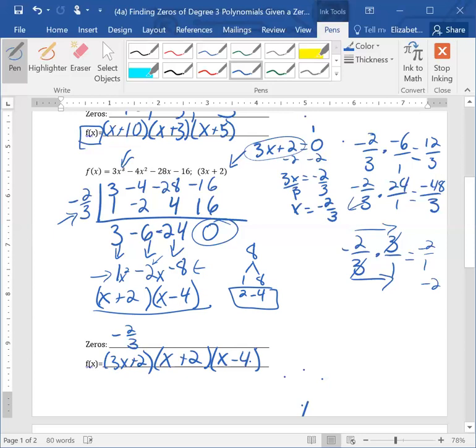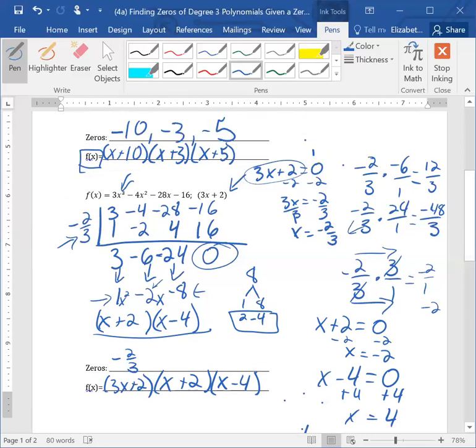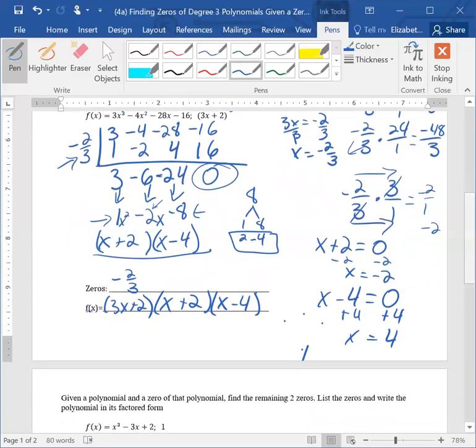And now I need to find the zeros, which means I need to set each of those pieces equal to 0. So x plus 2 equals 0 and x minus 4 equals 0. I'm going to subtract 2 from both sides, so x equals negative 2. Add 4 to both sides, so x equals 4. So my other two zeros are negative 2 and 4. So my zeros for this are negative 2/3, negative 2, and 4. And my factored form is f of x equals 3x plus 2 times x plus 2 times x minus 4.